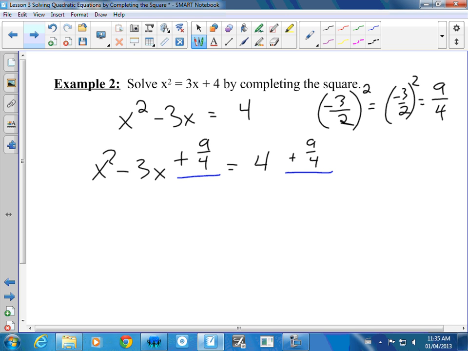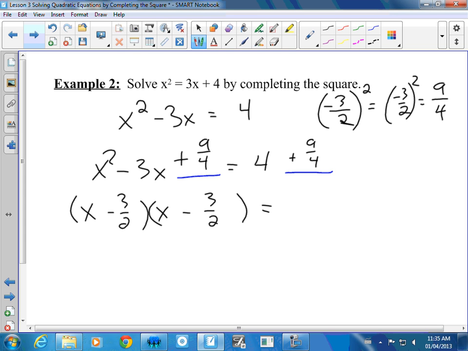Now, this actually factors into a perfect binomial squared. Here's the reason why I did that. In the past, I didn't even have to think. I just had to look at the middle term to determine which one it was. And what is our middle term here? Minus 3 over 2. So that's what goes in here. Minus 3 over 2, minus 3 over 2.